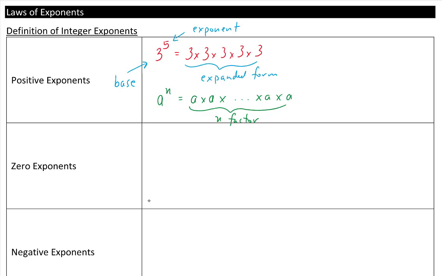Next is zero exponents. And for zero exponents, let's say we had 3 to the exponent of 0. That equals 1. And you may already know that any base, let's say a, raised to the exponent of 0 is going to equal 1.